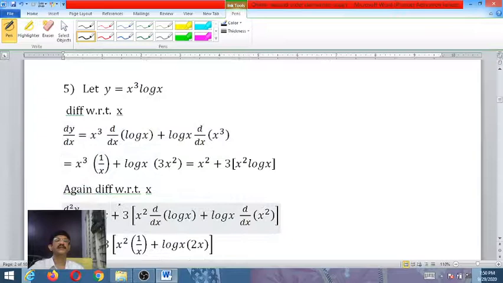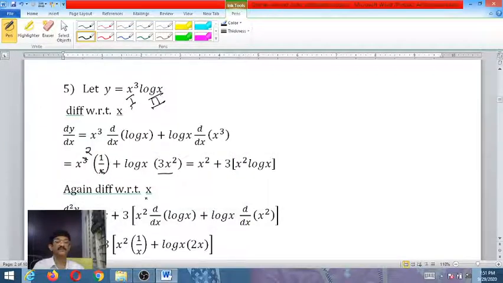So now look at here. Here it is a product of two functions. So if you differentiate with respect to x, we have to consider x cube as the first function and log x as the second function. So first into derivative of second plus second into derivative of first. So log x derivative is 1 by x, log x into x cube derivative is 3x square. Now here one of the x gets cancelled, x cube becomes x square, right? So it is x square plus 3, a constant, into x square log x.